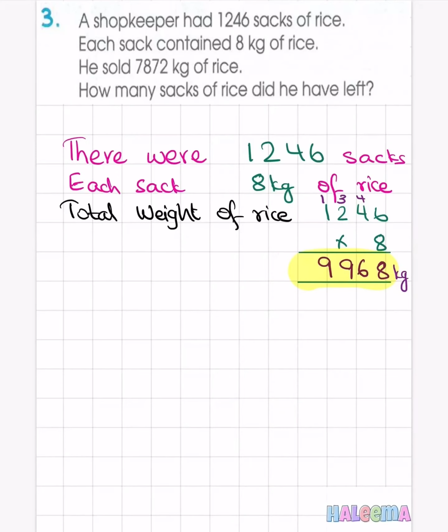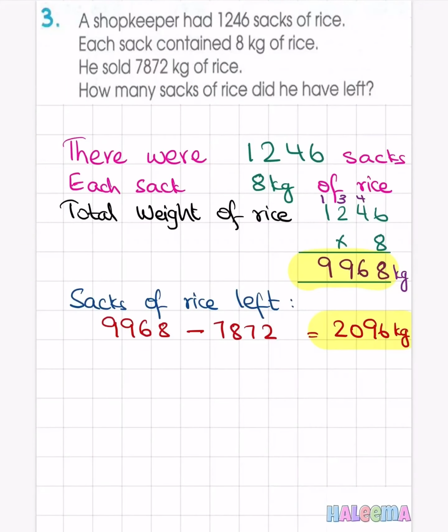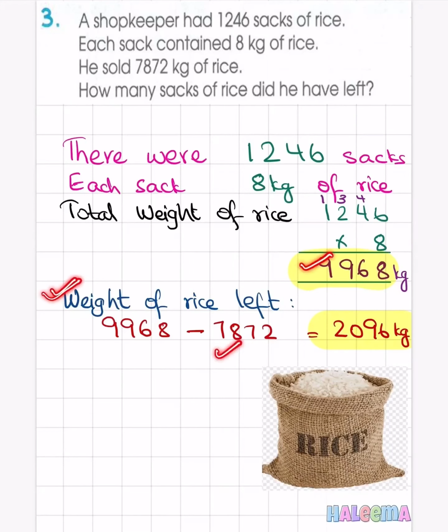And the shopkeeper sold 7,872 kgs of rice. Let's subtract them both to see how many sacks of rice were left. So when we subtract 9,968 and 7,872, we get 2,096. Here we found the total weight of rice left, right?